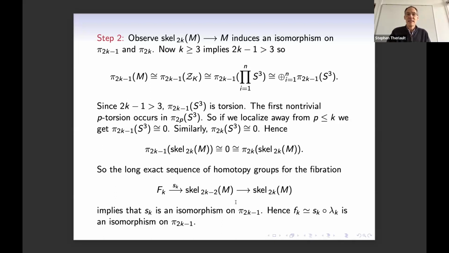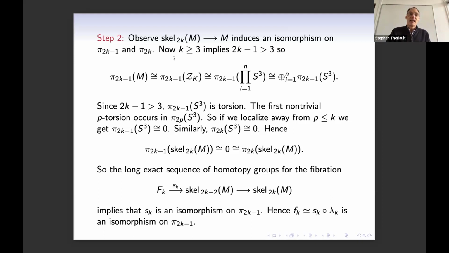Where is that coming from? Okay, so now we can go back to the beginning of the slide. If you think about the 2k minus 1 and 2k homotopy groups of the 2k skeleton, remembering that there are no cells in dimension 2k plus 1, those two homotopy groups are isomorphic to the homotopy groups of M. So the skeletal inclusion of the 2k skeleton into M induces an isomorphism on pi 2k minus 1 and pi 2k. So we may as well look at the homotopy groups of M and show that they are zero in dimensions 2k minus 1 and 2k.